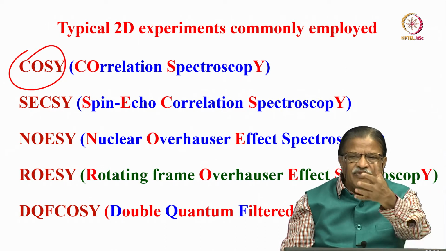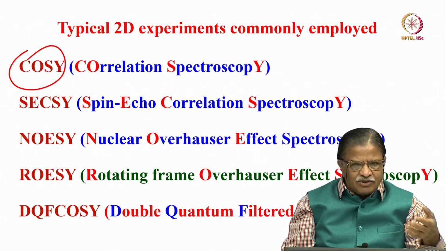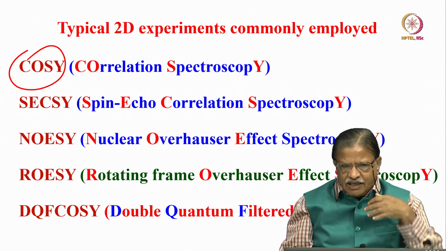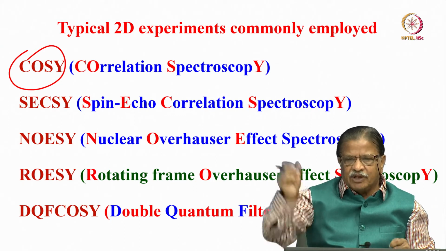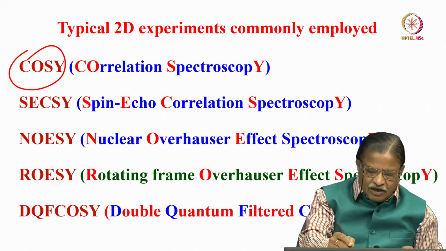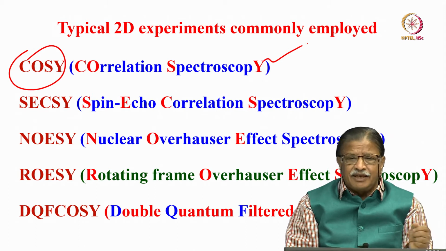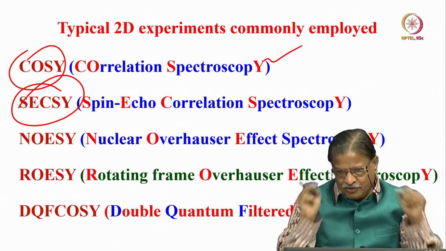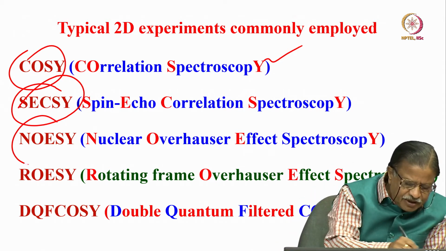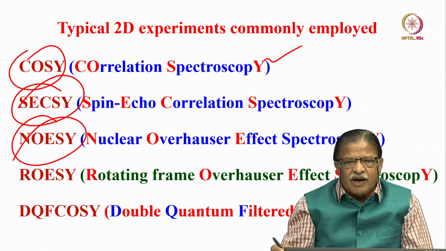It correlates to information. It can be homonuclear COSY or heteronuclear COSY. In the case of homonuclear COSY, we correlate the chemical shift information between 2 coupled protons. Okay, that is called COSY. SECSY is another experiment called spin echo correlated spectroscopy. NOESY, nuclear Overhauser effect spectroscopy.